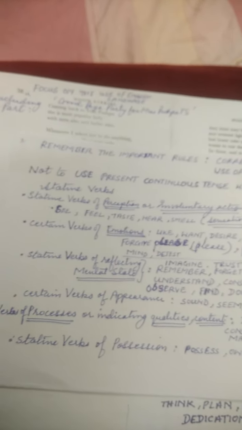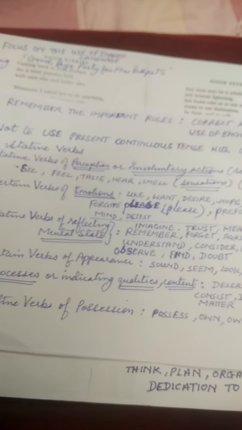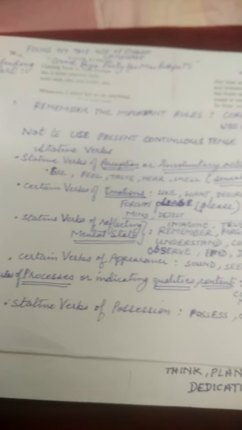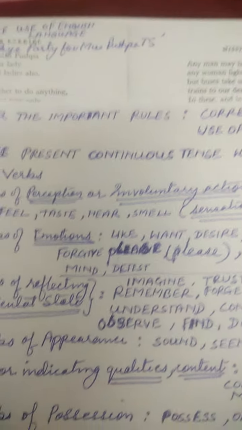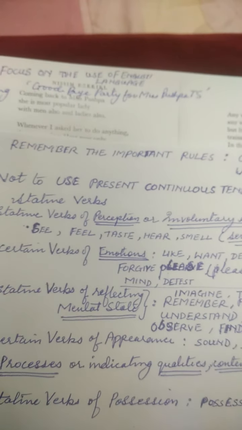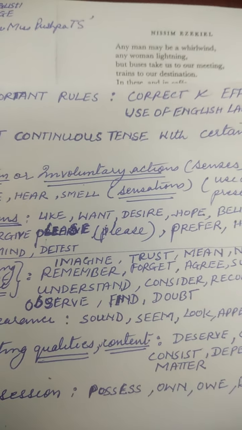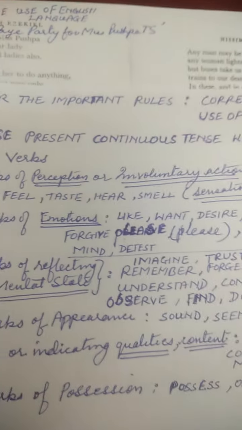Now, what kind of verbs are in this perception? Involuntary action, particular use of involuntary. For instance, see, feel, and taste. Now, particularly with these kinds of words, we do not make use of present continuous tense. If you say, I am hearing, I am smelling, this is wrong use.